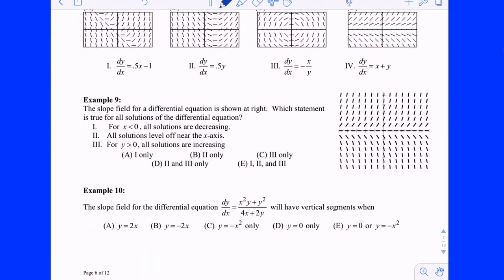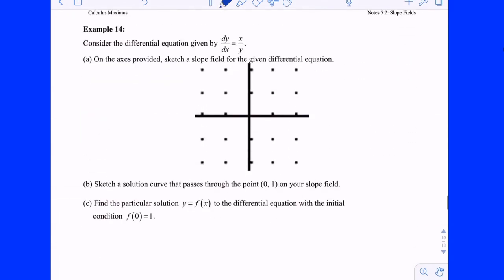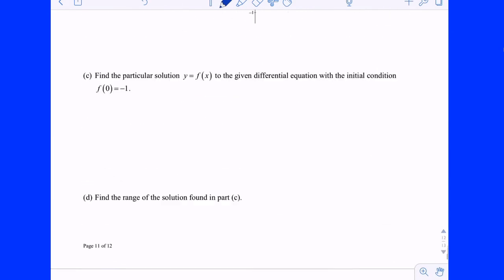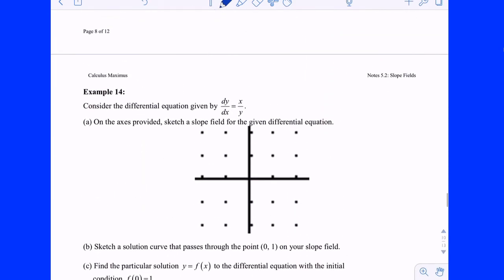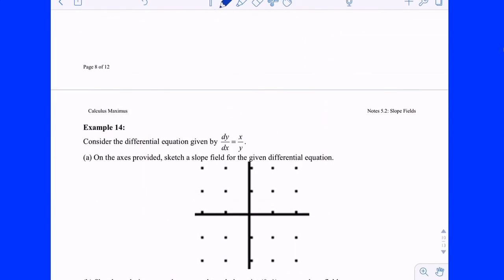All right, we'll stop right there today. We should finish tomorrow. I don't think we're going to work every single free response question that's on here, but I think you'll get the hang of it. Slope fields are not that difficult. They're a little bit tedious and a little bit fun. Okay?